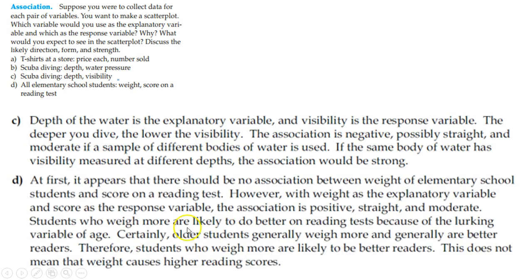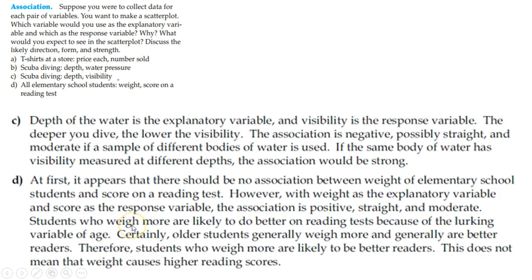And then part D, again, it appears that there should be no association between the weight of elementary school students and the score. However, with weight as the explanatory variable and score as the response variable, the association is positive, straight, and moderate. Students who weigh more are likely to do better on reading tests because of a lurking variable of age. It says all elementary school students' weight, score on a reading test, right? There's probably no association. But there could be. It says certainly older students generally weigh more and generally are better readers.